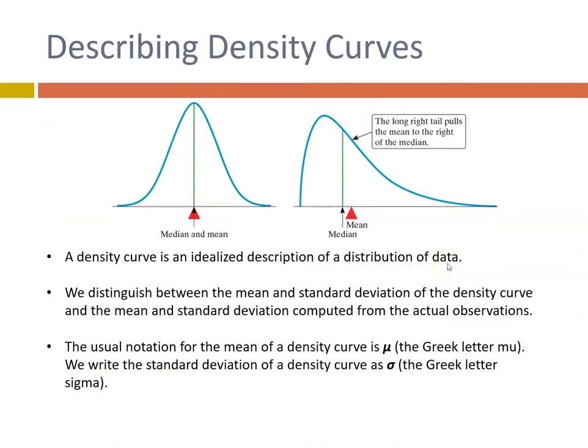So, reiterating a little bit here, the density curve, like we said, is an idealized description of data. We distinguish between the mean and the standard deviation of the density curve and those computed from the observed actual values, always using that notation of mu for the Greek letter mu, which is our population mean, and then the standard deviation is our sigma.